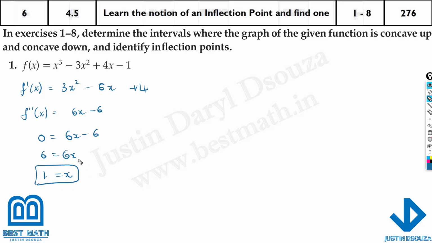Most probably this will be asked in the exam. You will have 4 options of x. So x equals 1 is your correct answer.